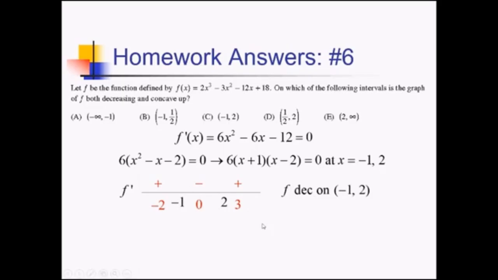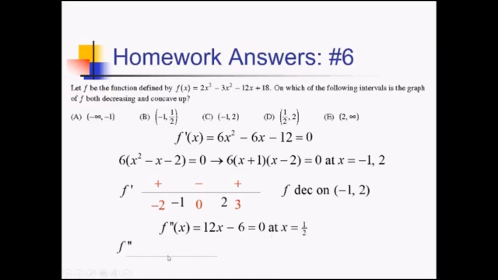Okay, now we need to figure out concavity and see what interval of concave up overlaps with this -1 to 2 interval. So for this, I need the second derivative. Here's my first derivative. The second derivative will be, using our power rule, 12x minus 6. And then I want critical values for this, so I'll set this equal to 0. This one I don't have to do any fancy factoring, just add 6 and divide by 12. So that's going to be x equals 1/2.